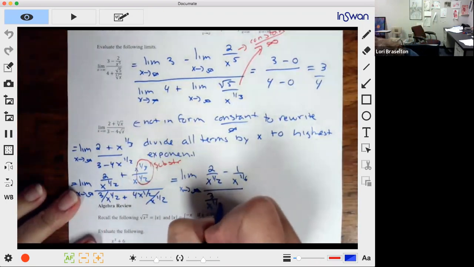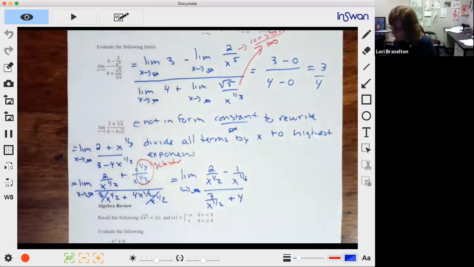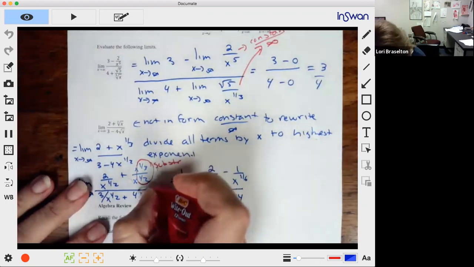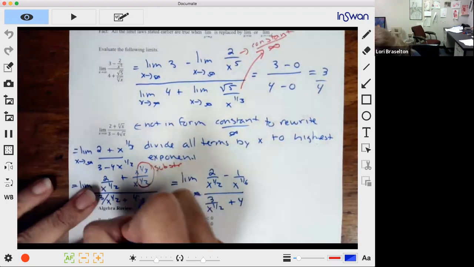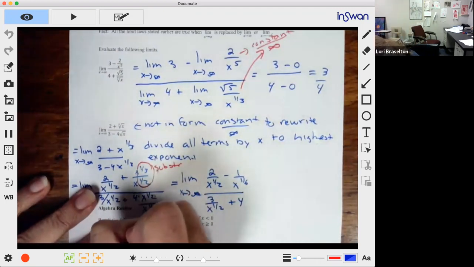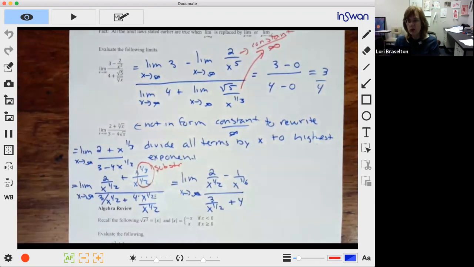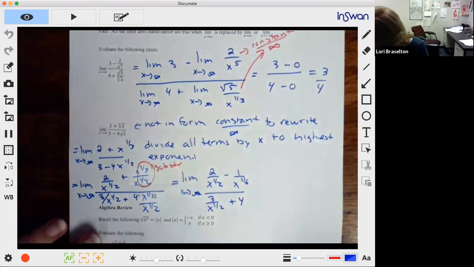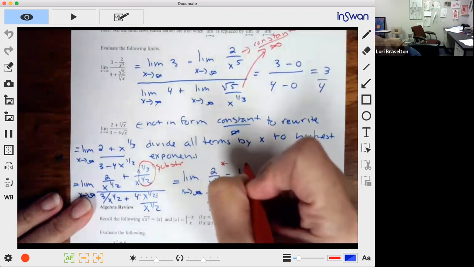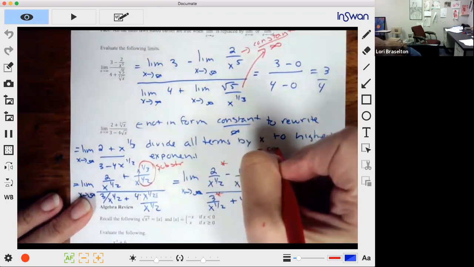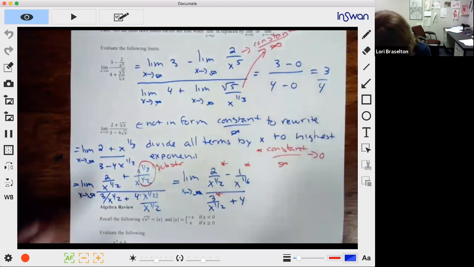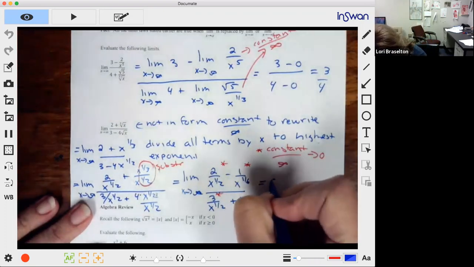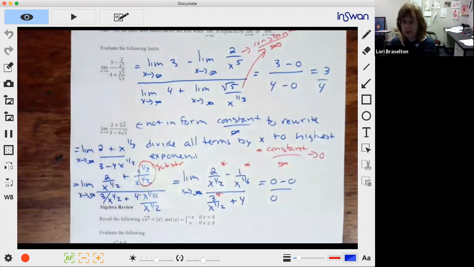And then that's going to give me 3 over x to the 1/2 plus 4. Let's rewrite this so it's actually maybe legible. But now that I've pulled that trick, I can do all of these. All of these guys, this one, this one, this one, they're all a constant over infinity, which goes to 0. So I have 0 minus 0 over 0.